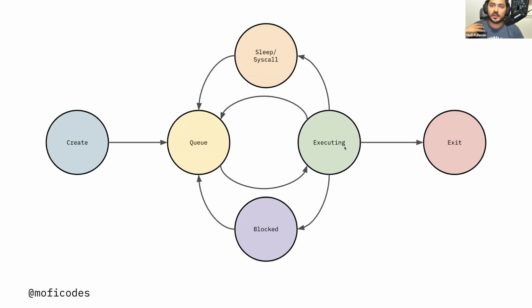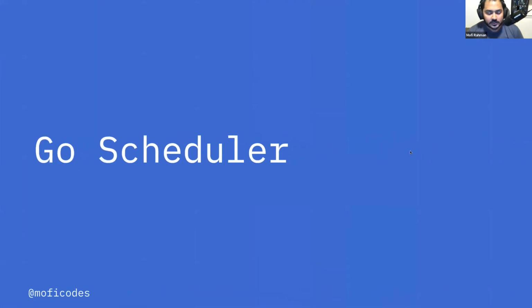In every single application you've ever written in Go, the first line you write, func main, is the start of a goroutine. And when you exit func main, that's the end of that goroutine. So every one of you who has written a Go application has written something that goes through this cycle.